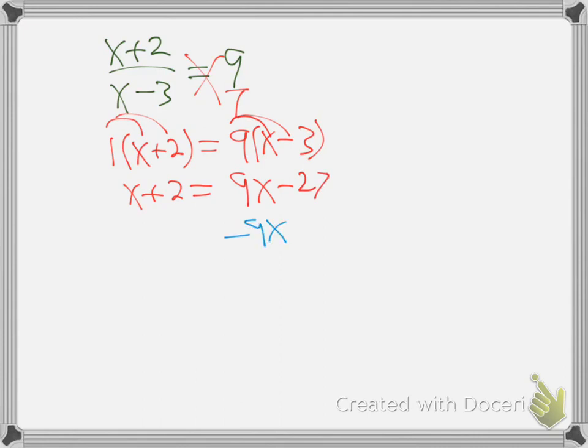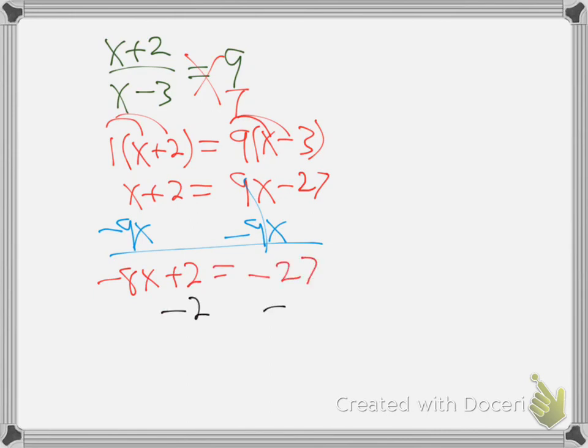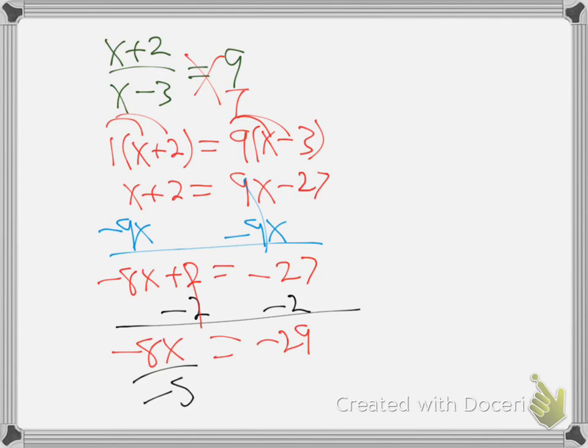So subtract 9x from both sides. Or you could have just subtracted x, whatever. Minus 8x plus 2 is minus 27. Subtract 2. So minus 8x is minus 29. Last step, divide by minus 8. So x is 29. It's positive, right? 2 negatives make positive. 29/8, maybe.